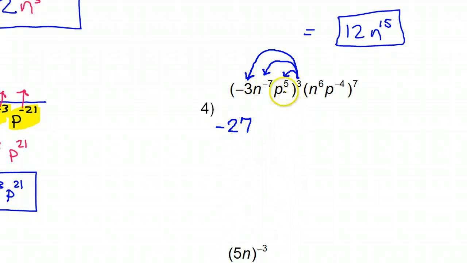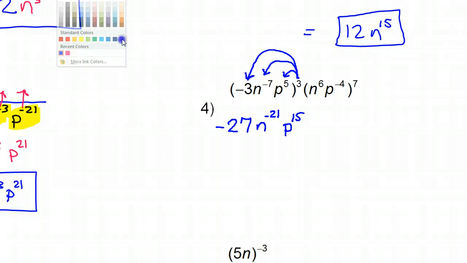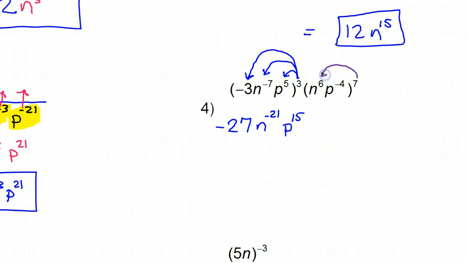Now, for the variables, you simply multiply. Power to a power, you're multiplying. So I'm going to have n to the negative 21 power, and I will have p to the 15 power. Now I'm going to do the same thing with the 7. I'm going to do the powers. And these are all variables, so I'm just going to multiply the powers. So I will have n to the 42 power, and I will have p to the negative 28 power. So this is what I have.